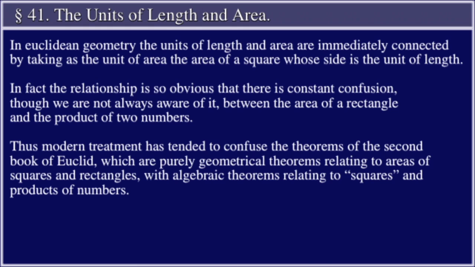In Euclidean geometry, the units of length and area are immediately connected by taking the unit of area as the area of a square whose side is the unit length. In fact, the relationship is so obvious that there is constant confusion, though we are not always aware of it, between the area of a rectangle and the product of two numbers. Thus, modern treatment has tended to confuse the theorems of the second book of Euclid, which are purely geometrical theorems relating to areas of squares and rectangles, with algebraic theorems relating to squares and products of numbers.